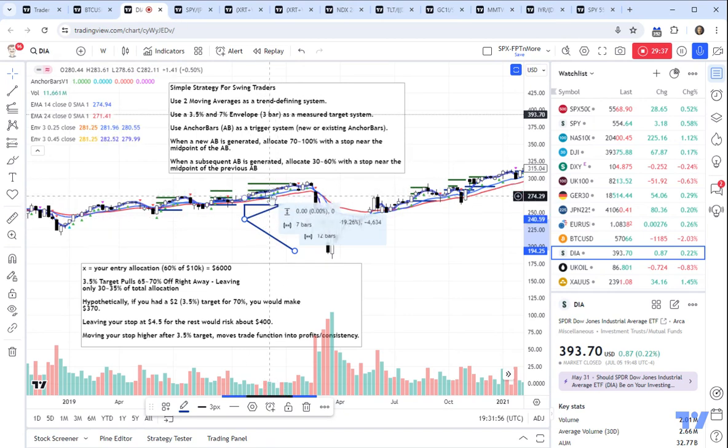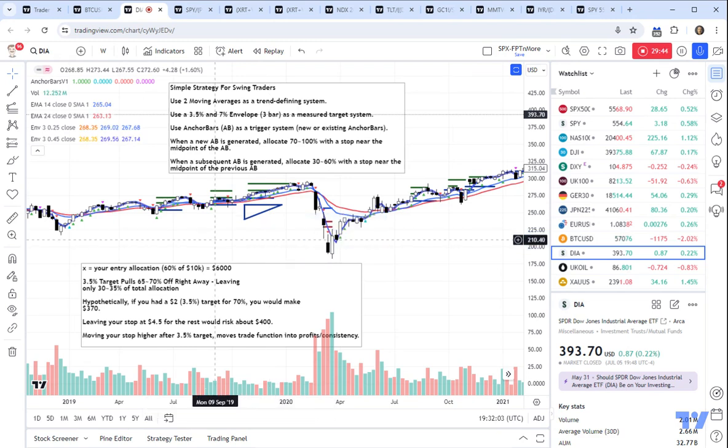Remember, each time you take these targets, you're locking in decent little profit. So it gives you a little extra room to throw a couple more nickels at it, so to say. But there you go. Nice and consistent.